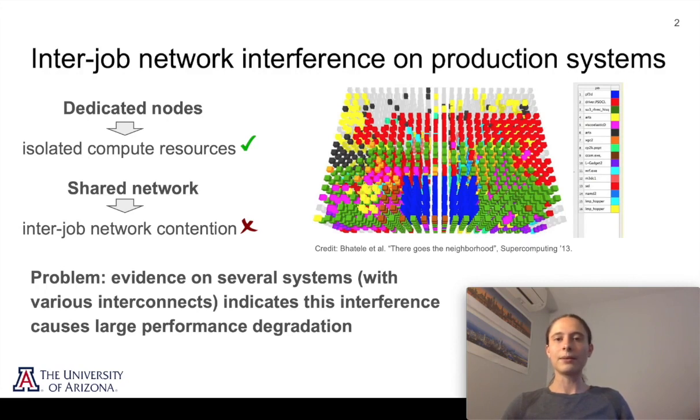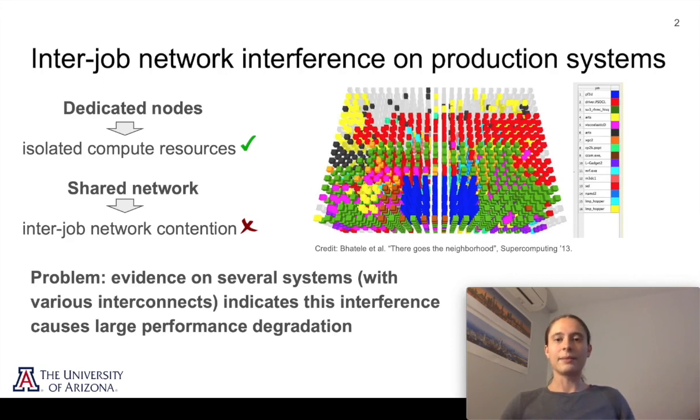For example, on the right here is an image of a system with a 3D torus topology, and the different colors represent different jobs running on the system. As you can see, there's a bright blue job there at the bottom, and it's surrounded by a green job with many nodes. So you can imagine when the green job communicates across the network, a lot of its messages will travel across the same network links that the blue job is using and create inter-job network interference.